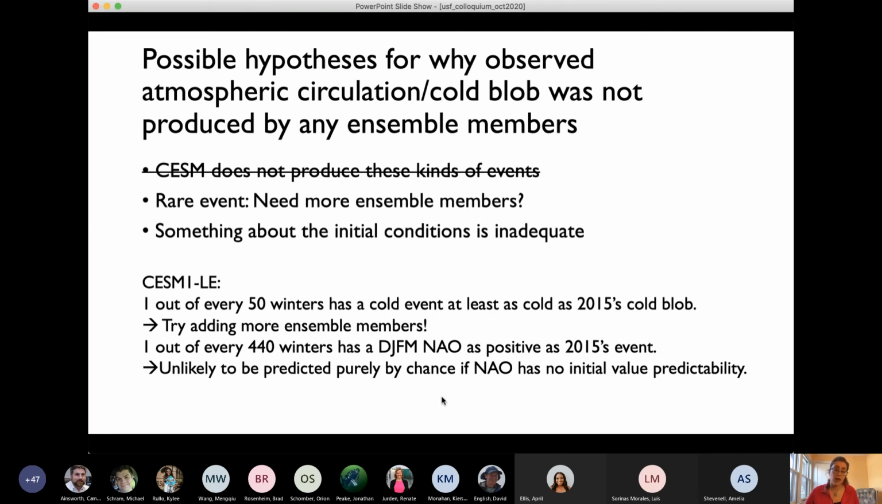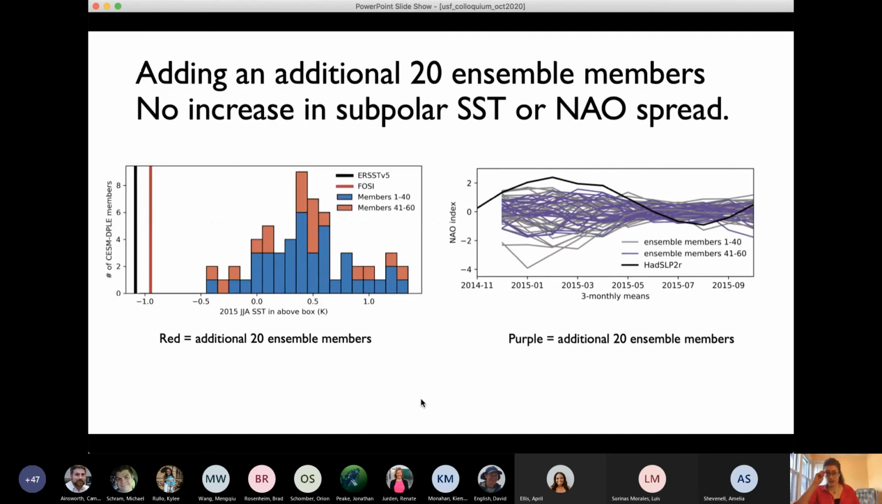But that assumes, of course, that the NAO has no initial value predictability. And there's evidence out there that says that you can predict the NAO potentially out to about a year or beyond. So let's add some more ensemble members and see if we can get a cold blob.